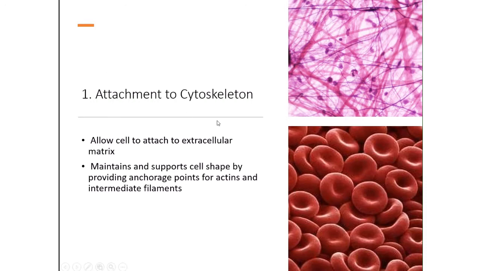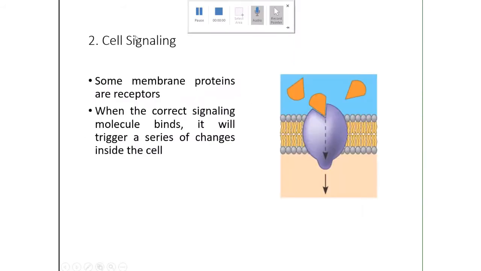So that's the first function of membrane proteins. The next function we're going to talk about is cell signaling. There are some membrane proteins that are going to be functioning as receptors, and the receptors are typically going to be integral proteins. And these receptor proteins are going to have a binding site that will allow molecules of a certain shape to bind to it.